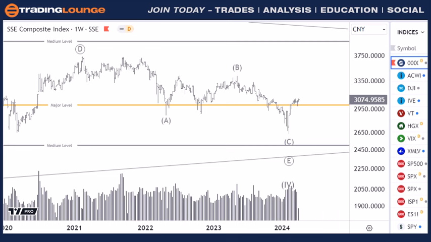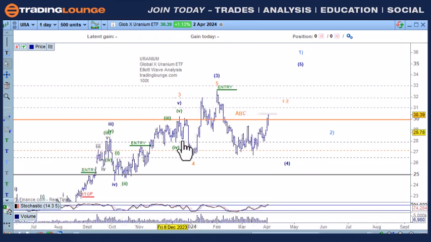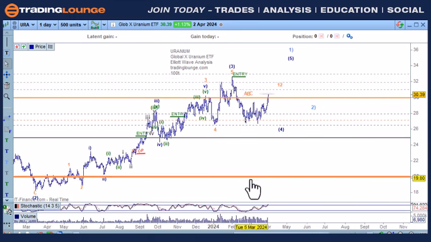So we didn't look at base metals yesterday, and not that interested today either, but I do want to have a look at uranium. So there is a bit of chatter about that. So this is my old uranium chart.